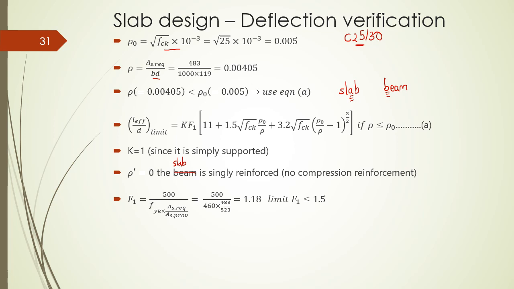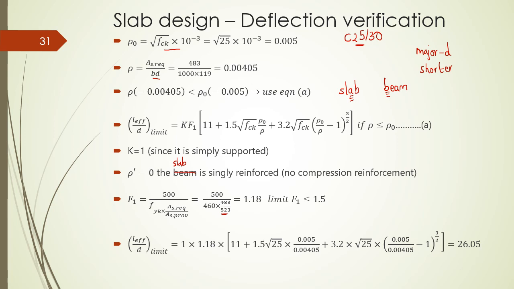We computed we needed 483, even though we provided 523 millimeters squared per meter in the form of T10 at 150 bottom 1. It's important to note that deflection is only carried in the major direction, which happens to be the shorter direction in our slab. F1 is then computed as 1.18. Replacing all these figures in equation A, we get the limit of our span to depth is 26.05.